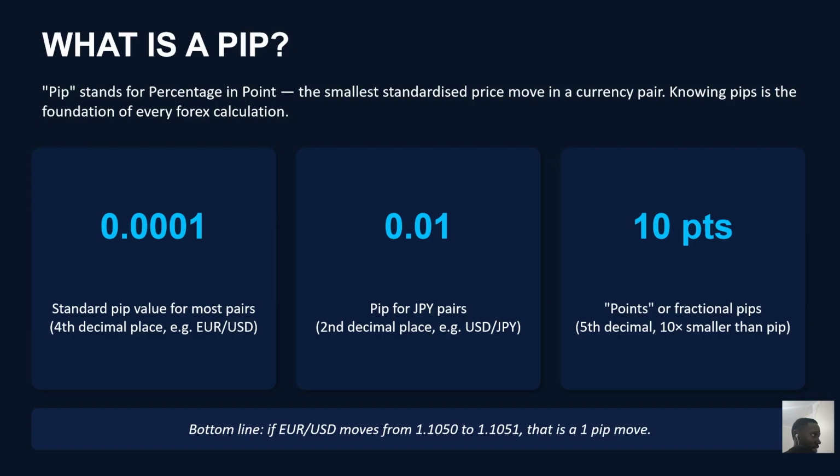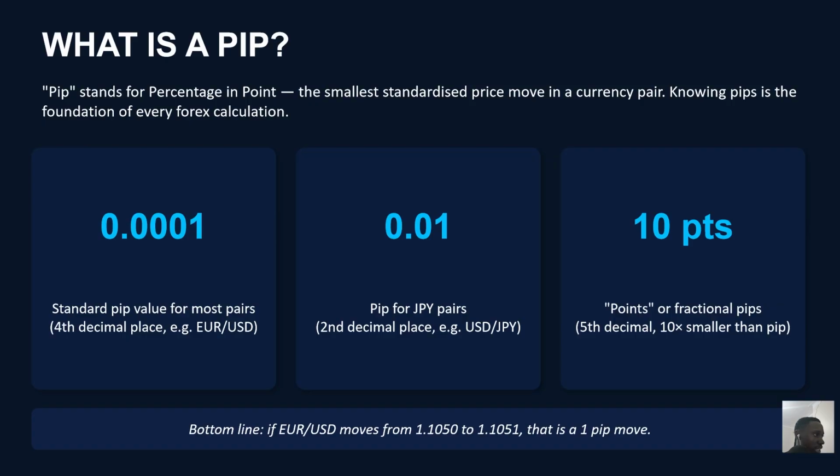0.0001 is the standard pip value for most pairs, the fourth decimal place, e.g. EUR/USD. So you must understand the standard pip value for everything. 0.01 is the pip for JPY pairs, the second decimal place, e.g. USD/JPY, GBP/JPY. A pipette, or fractional point, is the fifth decimal place, 10 times smaller than a pip.